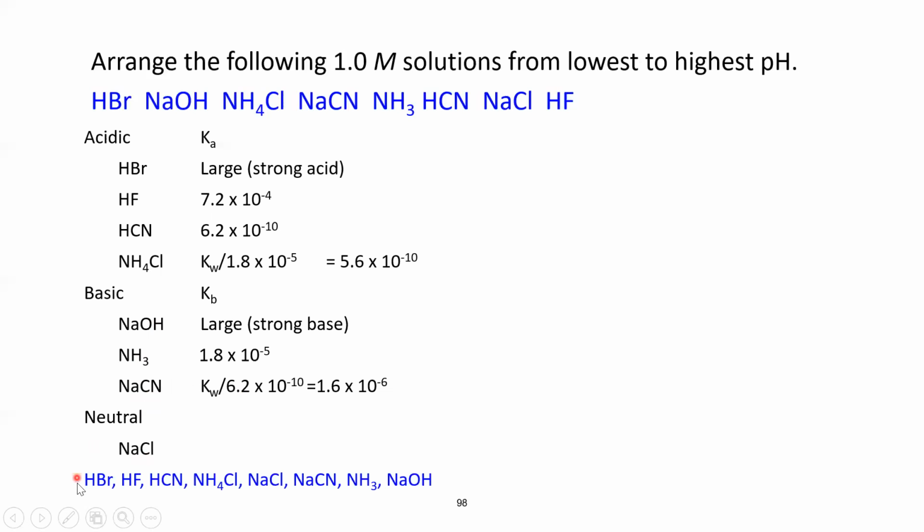So if we want to order them, hydrobromic acid would have the lowest pH, followed by hydrofluoric, which is a weak acid, followed by hydrocyanic acid, which is a weaker acid, followed by sodium chloride, which is neutral, followed by sodium cyanide, which is a basic salt, followed by ammonia, which is a weak base, and then finally sodium hydroxide, which is a strong base. So there's no math, it's just identifying what's an acid, is it a weak acid or a strong acid? What's a base, is it a weak base or a strong base? What's a salt, is it an acidic salt, a neutral salt, or a basic salt? Sorry, so it's just a little bit after 7.